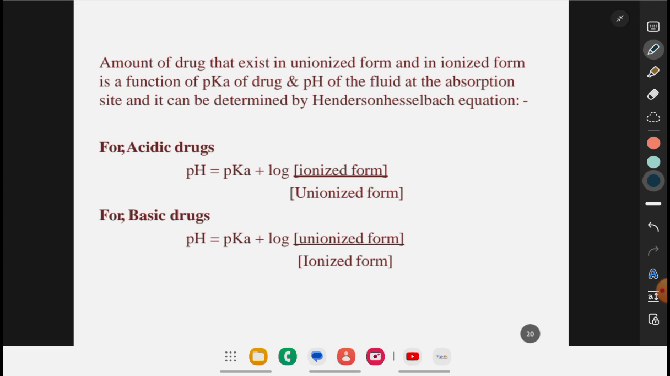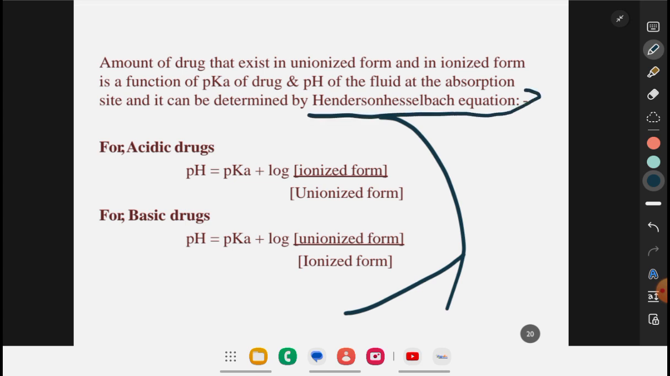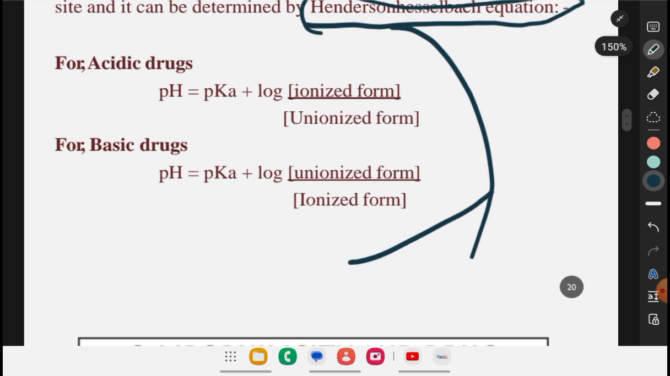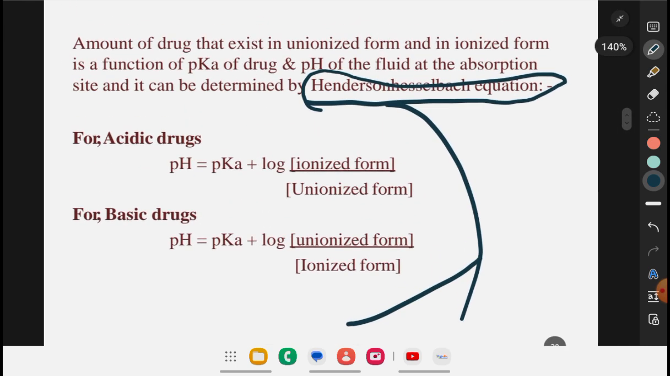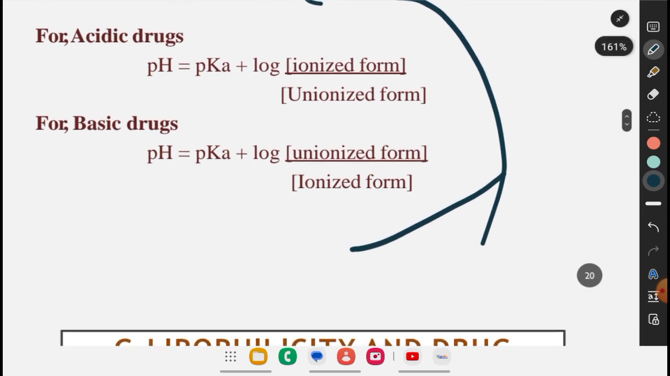For an acidic drug, pH is equal to pKa plus log of ionized form upon unionized, and for a basic drug, pH is equal to pKa plus log of unionized over ionized. This is the formula given by Henderson and Hasselbalch for determination of these, for acidic drugs and basic drugs.